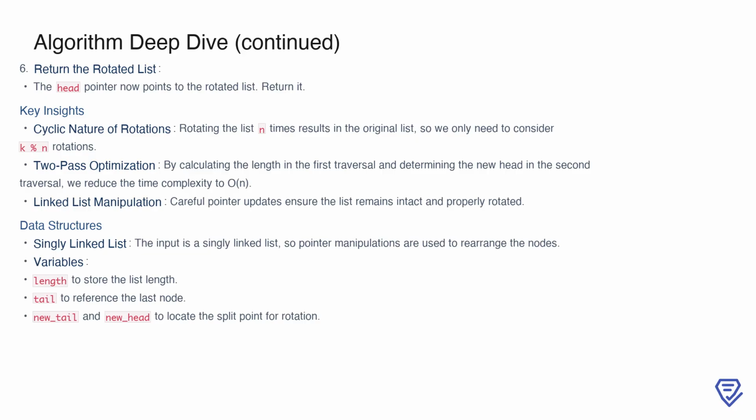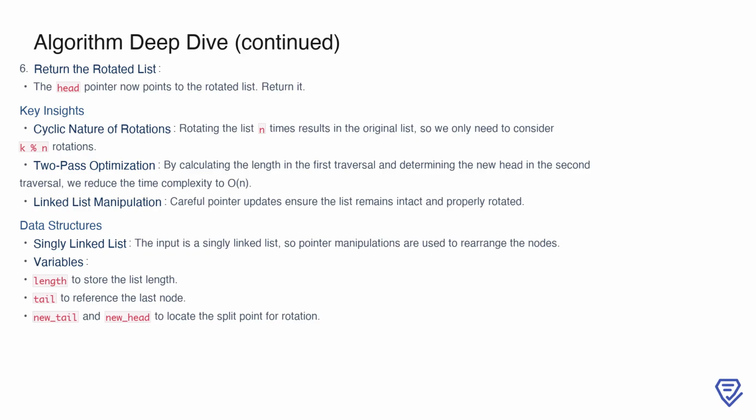Next, we reconnect the old tail, which we identified earlier, to the original head of the list. This creates the circular connection needed to bring the rotated portion to the front. Finally, we update the head pointer to the new head node, which now marks the beginning of the rotated list. At this point, the rotation is complete, and the head pointer represents the desired output.